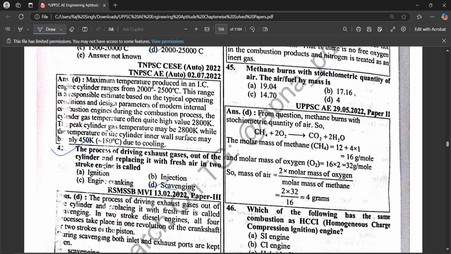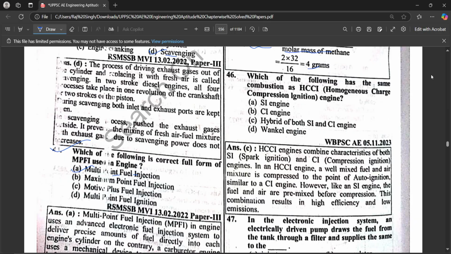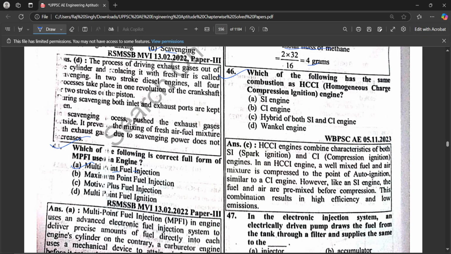Methane burns with a stoichiometric quantity of air; the air-fuel ratio by mass is 4. Methane plus oxygen gives carbon dioxide and water. The molecular mass of methane is 16 grams per mole, the molecular mass of oxygen is 32 grams per mole. Mass of air is 2 times molar mass of oxygen divided by molar mass of methane, which is 4 grams. In this way you can calculate it.